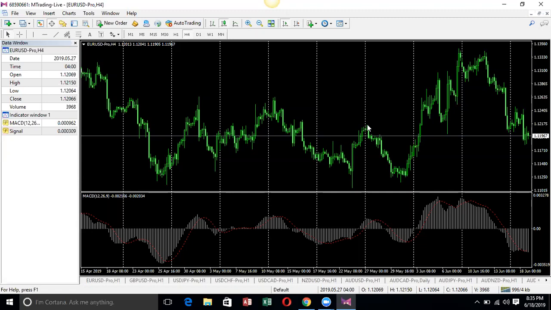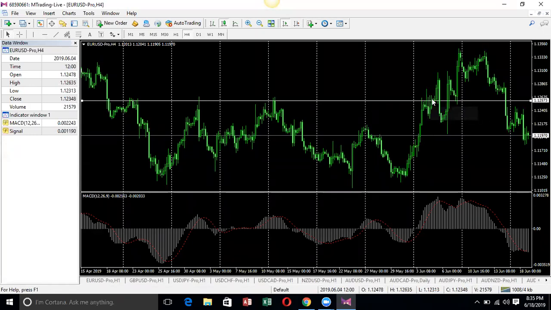We will be combining MACD and support and resistance, and let's see how it can be of great help to us. As I can see a resistance here, a resistance here, a resistance here, then a resistance here got broken here.